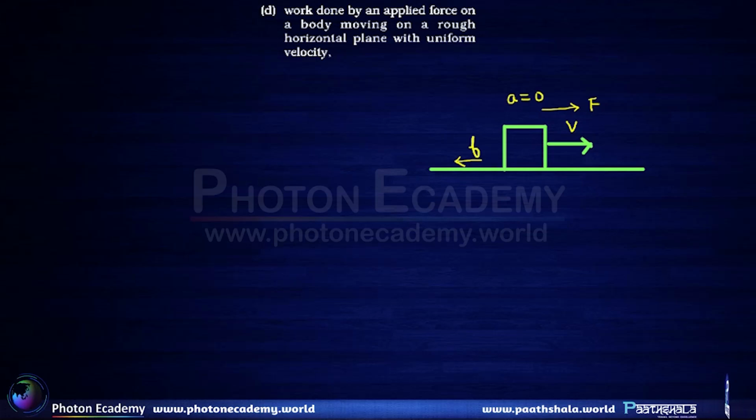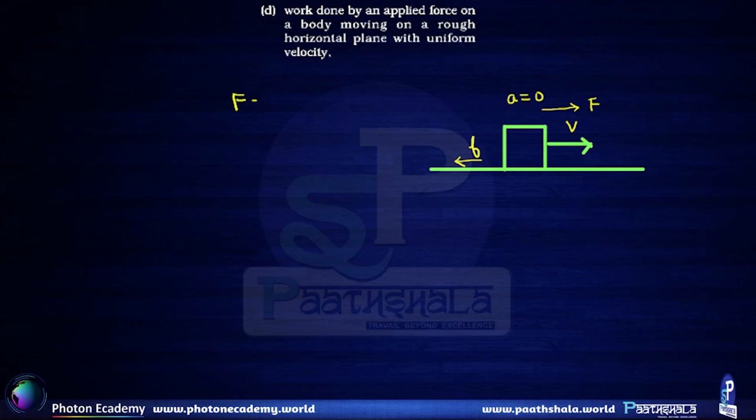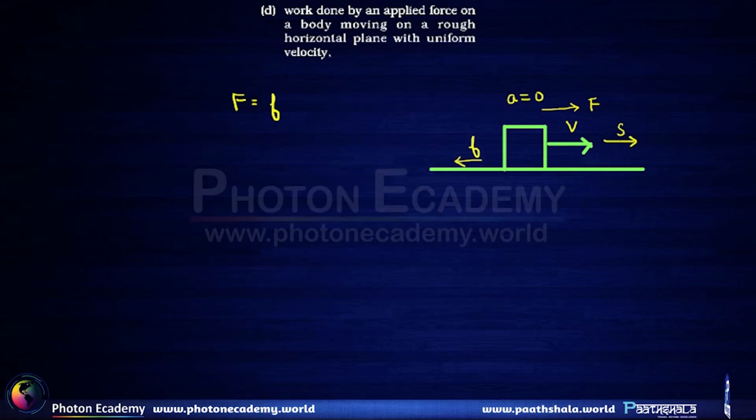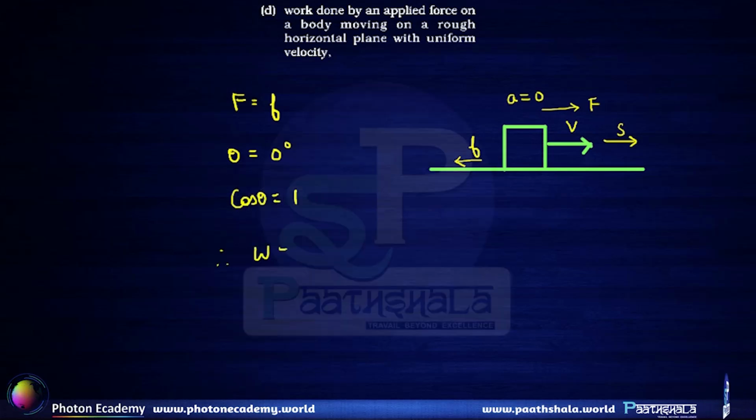So for the body to move with uniform velocity, that force needs to be equal to the frictional force, and the body is moving with uniform velocity, which means the displacement is also in the same direction as the velocity. So the applied force and the displacement are in the same direction, that is, theta between them is 0 degrees. Hence cos theta is equal to 1. Therefore W is equal to F s cos theta. As cos theta is 1, W is positive.